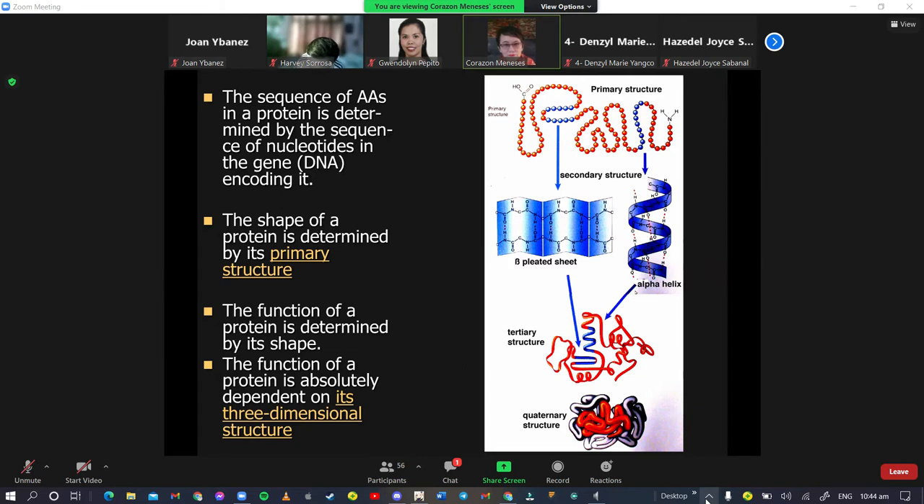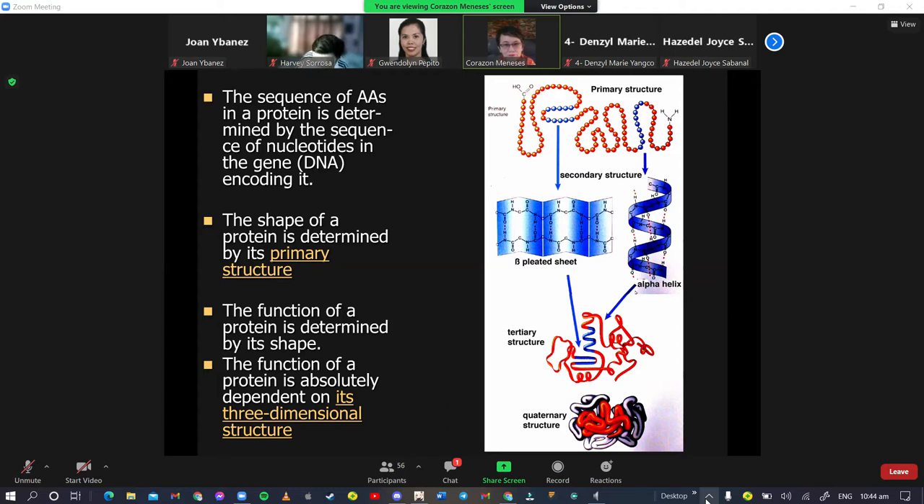Depending on what amino acid is in the sequence, it will allow the R groups found in the sequence to interact in such a manner as to give you the tertiary structure. And if you have more than one, then it will become your quaternary protein. Okay, then the function of a protein, of course, has something to do with its shape, and the function is absolutely dependent on its three-dimensional structure, or the tertiary as well as the quaternary, if there is more than one polypeptide chain found in that protein.